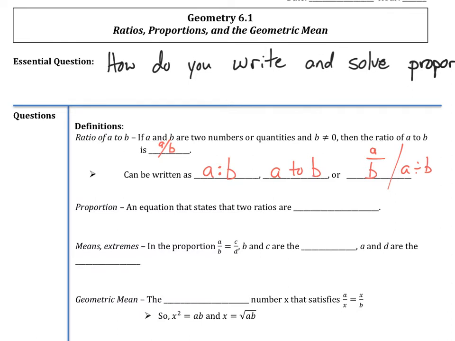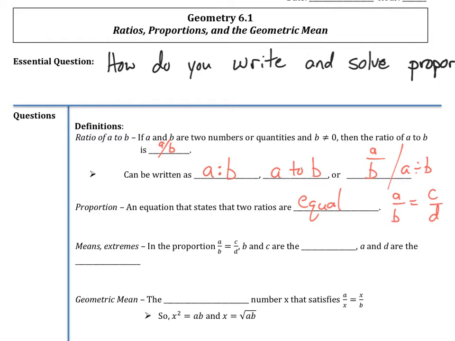A proportion is an equation that states that two ratios are equal. So for example, A over B equals C over D. This is called a proportion because there's an equal sign and there are two ratios.